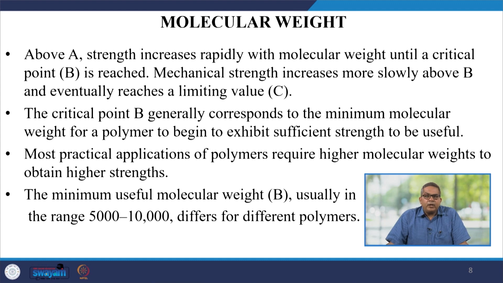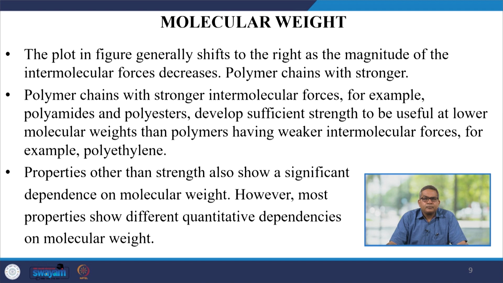Now the critical point generally corresponds to the minimum molecular weight for a polymer to begin to exhibit sufficient strength to be useful. Most practical applications of polymers require high molecular weight to obtain high strength. The minimum useful molecular weight at B, this particular juncture, is usually in the range of 5000 to 10,000. This differs for different polymers, depending on the different chains, etc.